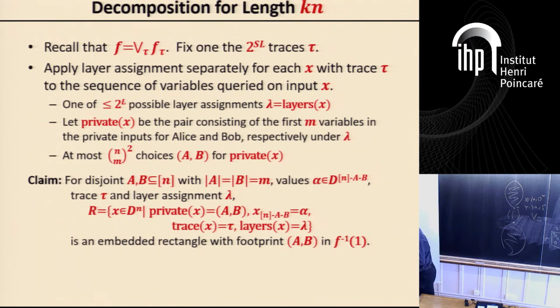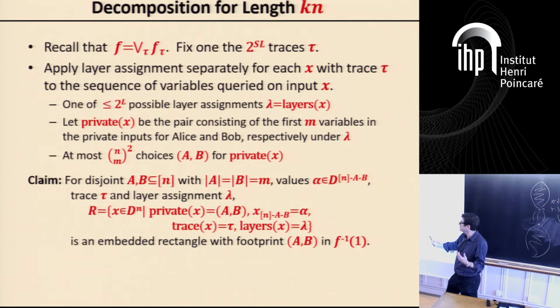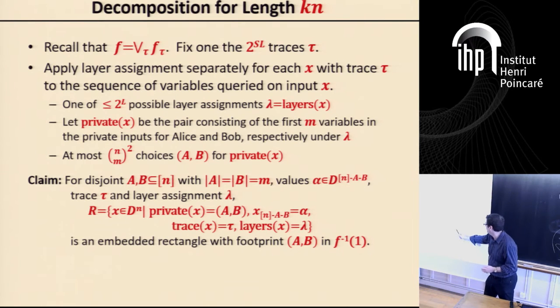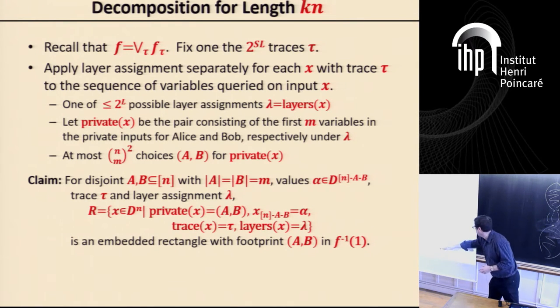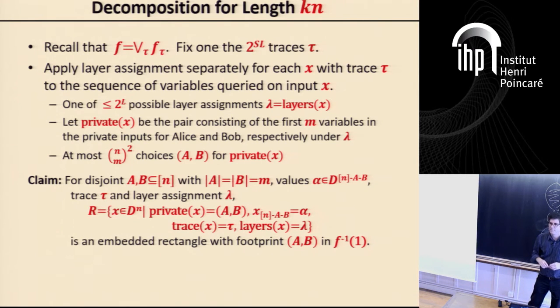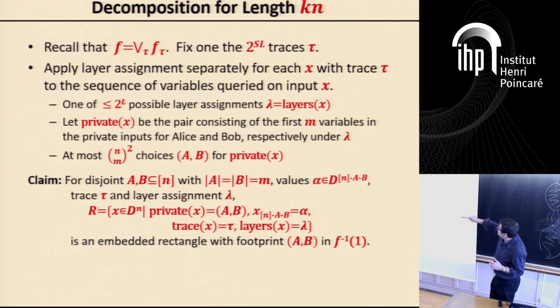So if A and B are disjoint, we've got a fixed trace and a fixed layer assignment. Look at all inputs that get private of X being A and B, trace tau. We assign the layers to Alice and Bob according to this assignment, and we fix this outside. That's an embedded rectangle in A, B with a footprint that's entirely contained in the ones of the function. Okay? So what we're doing is getting an upper bound, which is the number of traces times the number of layer assignments times the number of ways we can split the variables between Alice and Bob. So that's 2 to the L times N choose M squared times 2 to the SL, which is our number of traces.